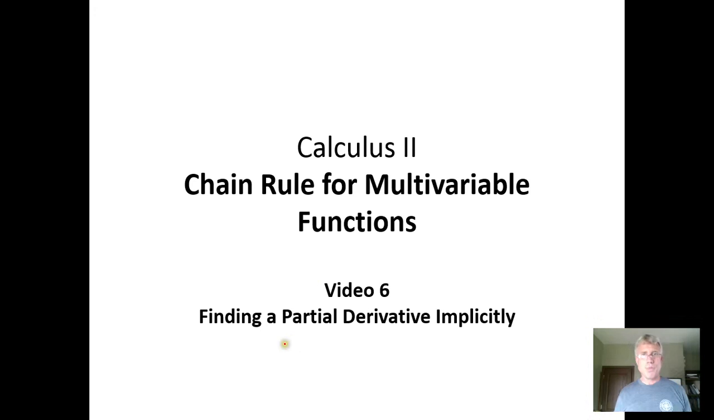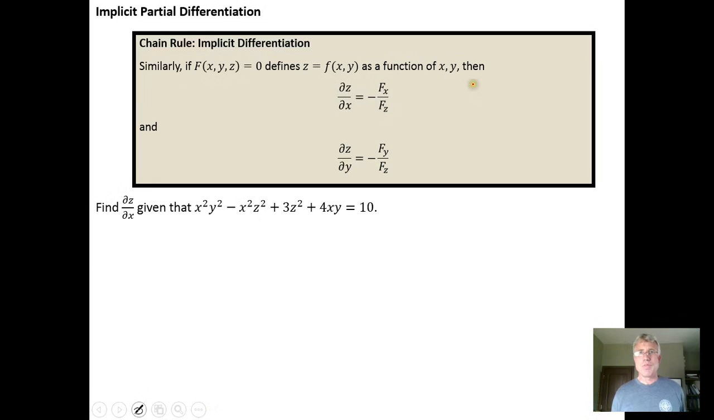So in this video we're going to implicitly find a partial derivative. These are the formulas that we developed 2 videos ago, and what we want to do is take advantage of them to easily find a partial derivative. So right here I want to find partial z partial x. We're being asked to find partial z partial x, and we have a function x squared y squared minus x squared z squared plus 3z squared plus 4xy equals 10.